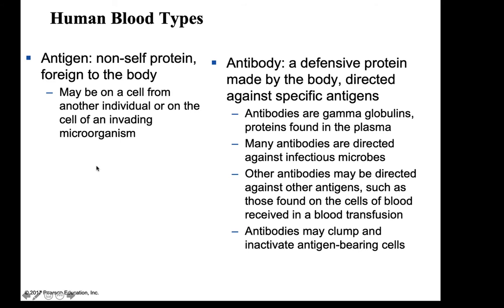Now, when we looked at plasma, one of the plasma proteins was the gamma globulins. So they're found in the plasma. Many antibodies are directed against specific infectious microbes. Other antibodies may be directed against other antigens, such as those found on the cells of blood received in a blood transfusion, or antibodies may clump and actually inactivate antigen-bearing cells.